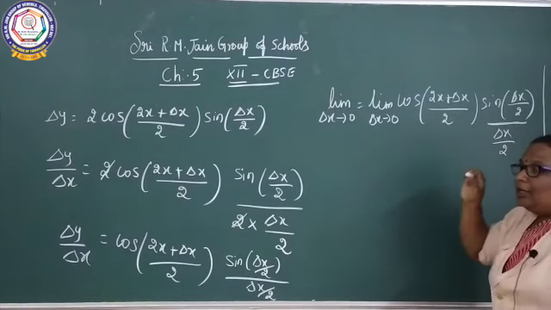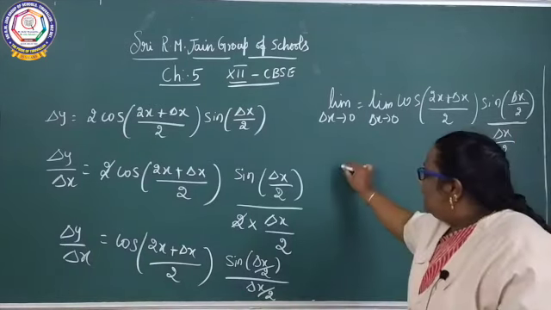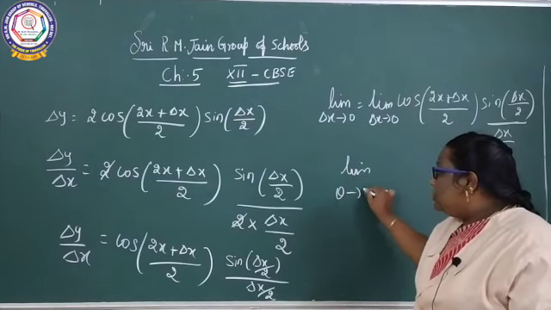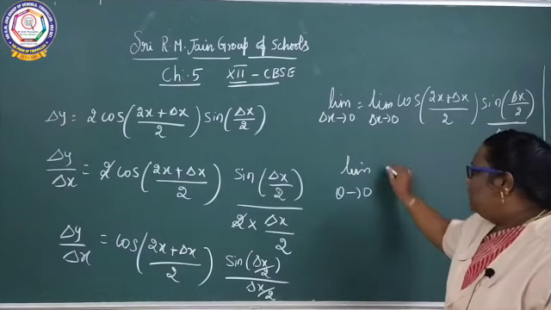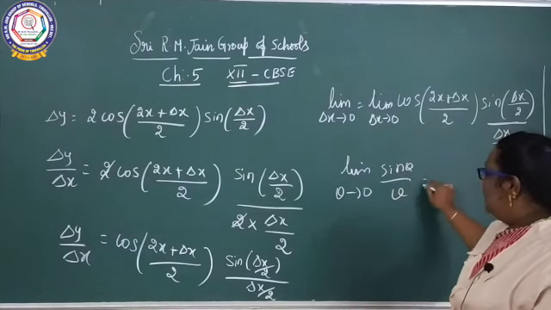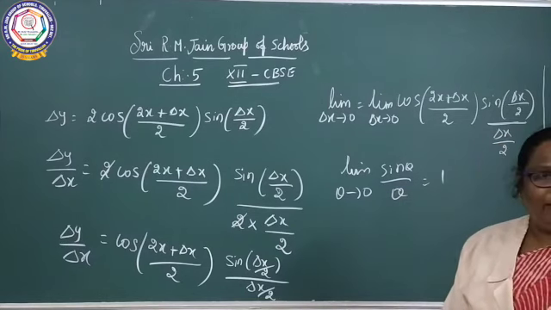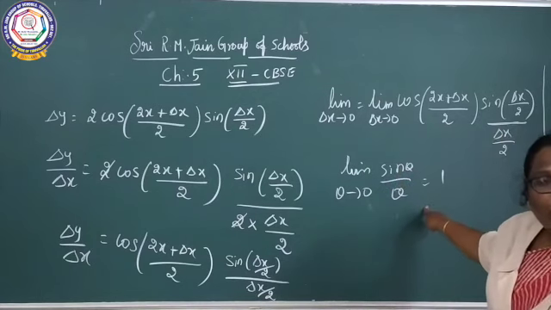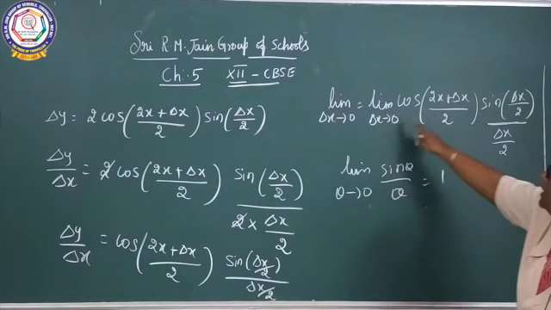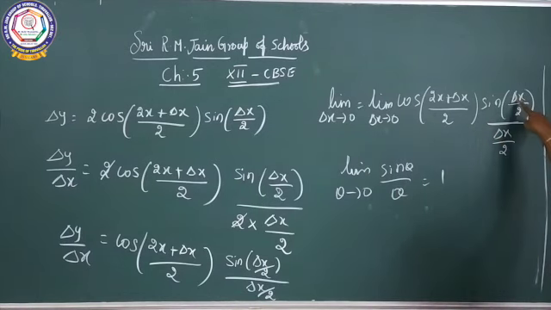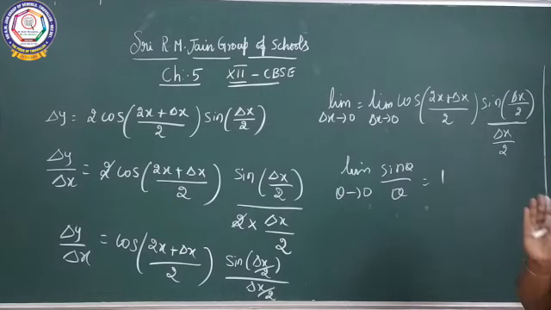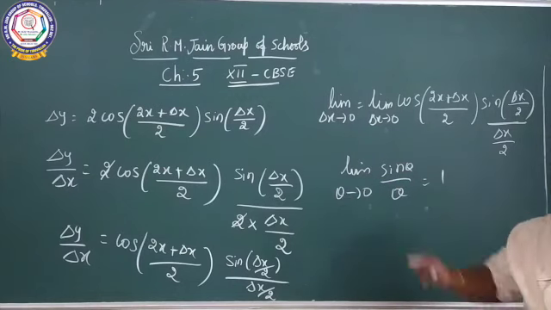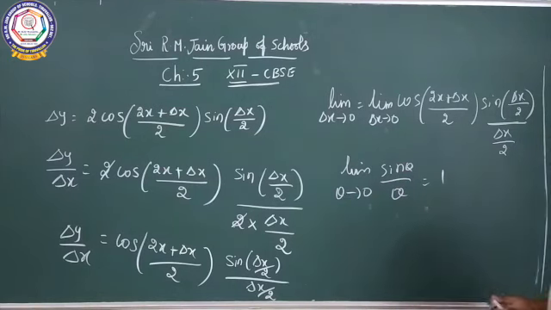In 11th standard, you studied in the limit chapter that the limit as theta tends to 0 of sin theta by theta equals 1. Here, the limit as delta x tends to 0 of sin of delta x by 2 divided by delta x by 2 is the same thing; in the place of theta, delta x by 2 is there.